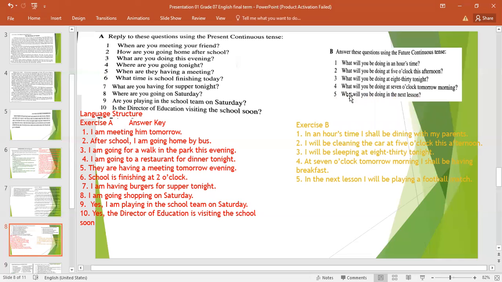Number four, what will you be doing at 7 o'clock tomorrow morning? The answer is, at 7 o'clock tomorrow morning, I shall be having breakfast. Shall be having breakfast is future continuous tense. The last question, what will you be doing in the next lesson? Dear student, the answer is in future continuous tense: in the next lesson, I will be playing a football match. This is answer number 5, given in the future continuous tense.